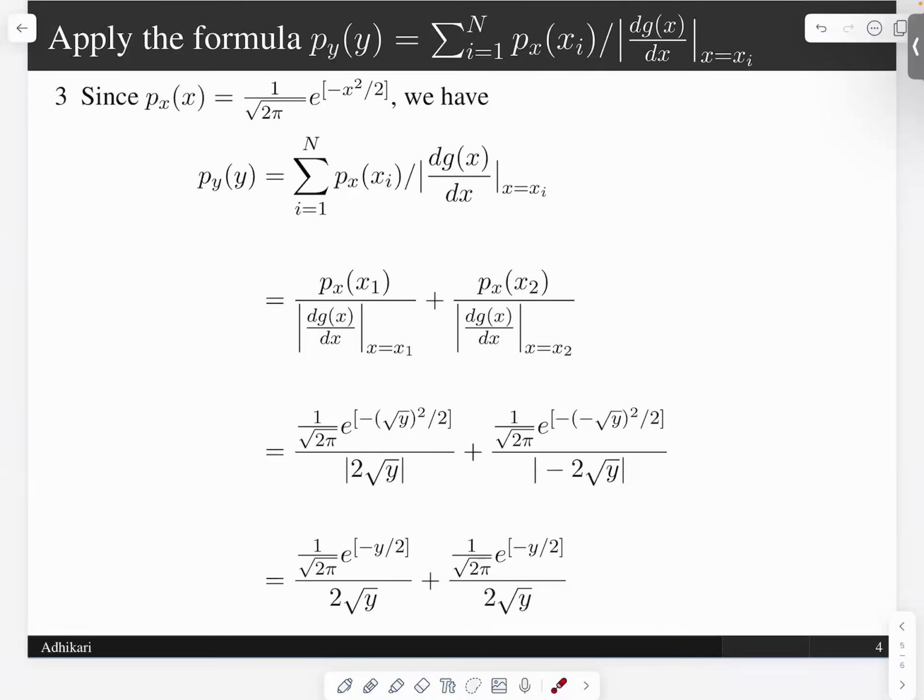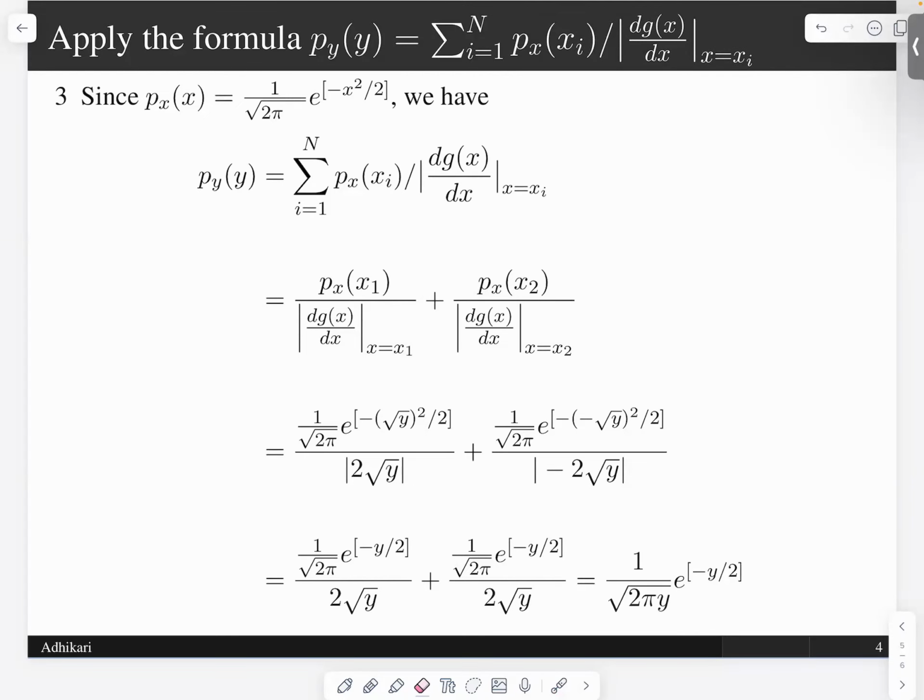And then note that these two expressions, the first and the second terms, are now identical. So we can combine them. And combining them, we can get rid of the half in the denominator. Also, this square root of y can be moved over here. We can write it as square root of 2 pi y. So doing all that, we get the final expression, which is going to be this.